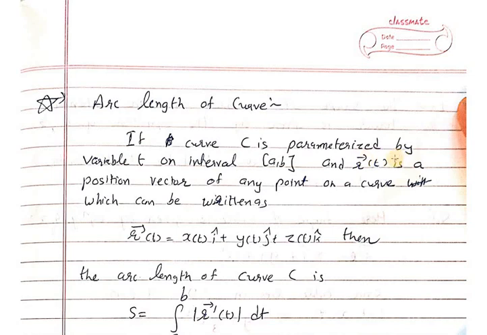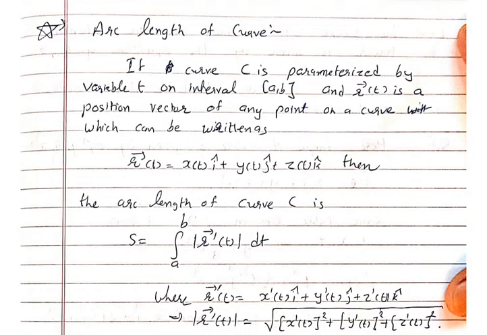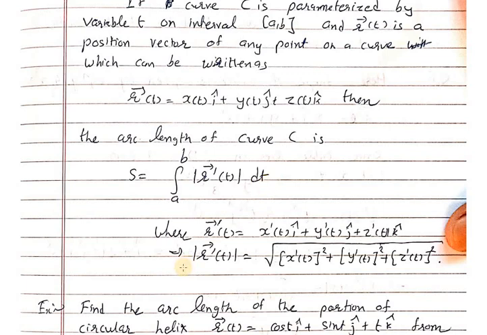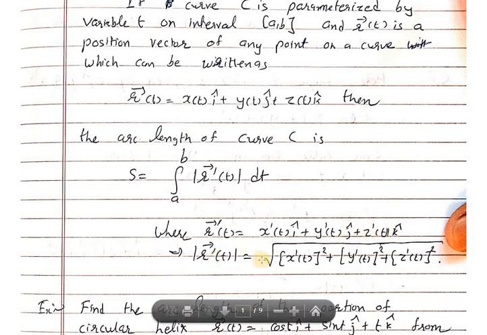and R(t) is a position vector of any point on the curve, which can be written as R(t) = x(t)i + y(t)j + z(t)k. Then the arc length is given by S = integration from a to b of mod of r'(t) dt, where r' is nothing but x'(t)i + y'(t)j + z'(t)k, and mod of r' is equal to the square root of x'(t) whole square plus y'(t) whole square plus z'(t) whole square.